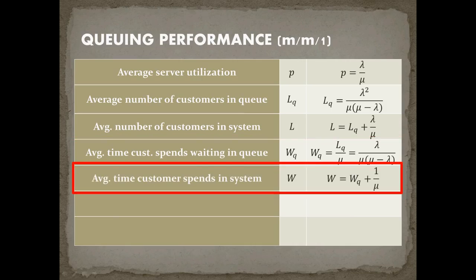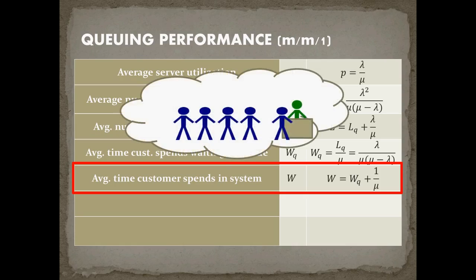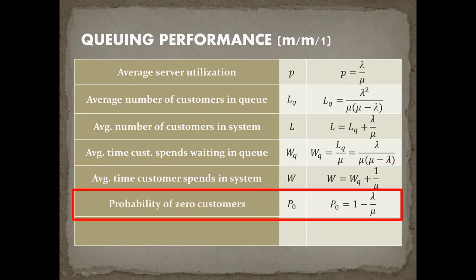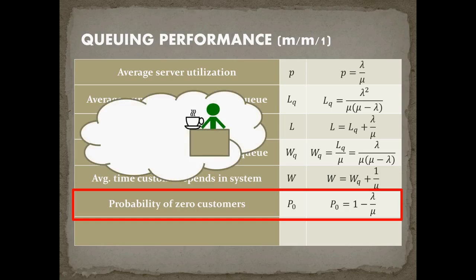Analogous to this is the average time a customer spends in the entire system, which is W. And so this is from when a customer first arrives all the way to when they exit the system and move on. They're done with the process. Other things I care about is what is the probability of 0 customers? And this is really just how often is my server just sitting around having that cup of coffee. 1 minus rho, average server utilization, essentially.